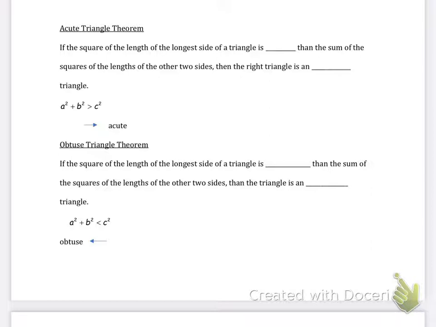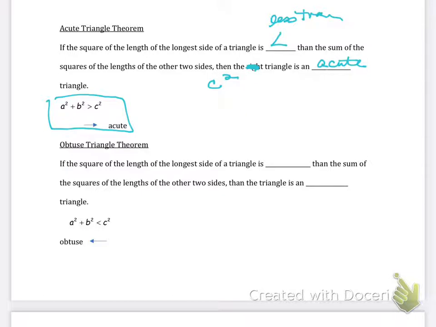Okay, if the square of the length of the longest side of a triangle is less than, so that's our less than symbol, so it's less than the sum of the squares of the lengths of the other two sides, then the triangle is, so get rid of the word right. Then the triangle is an acute triangle. So I had written this for you. I think we're going to do it this way instead.